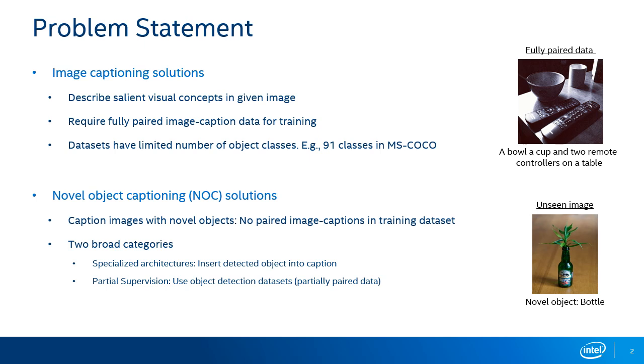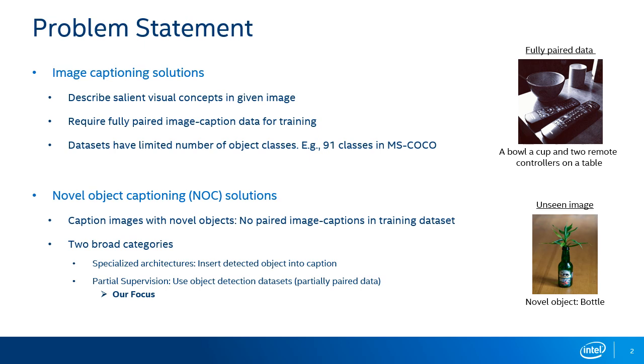This led to novel object captioning solutions. These solutions caption images with novel objects. There are no paired image captions for such objects in the training dataset. Here is an example on the bottom right. Here bottle is a novel object that does not have fully paired training data.